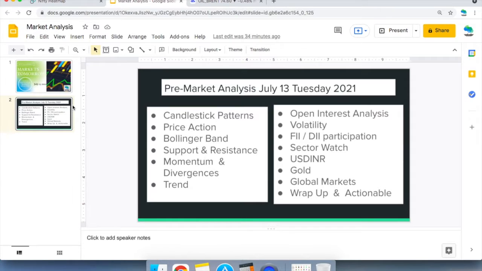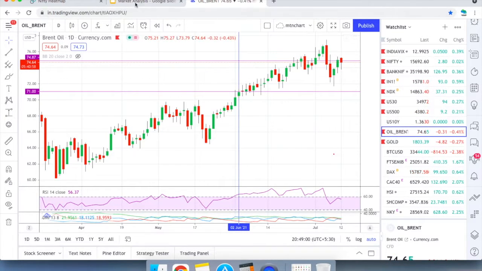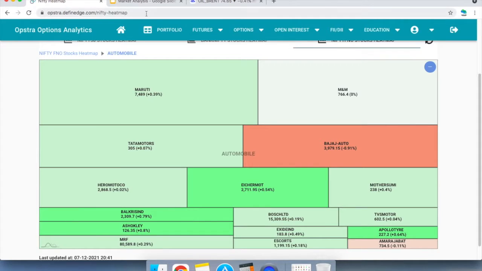Operators analysis also shows the same levels of 15,600, 15,800 and 35,000, that is 34,500. That has been there for the last 2 weeks. Volatility is very low and is spiking up. FIIs are selling, DIIs are kind of buying a little. Sectors are all sideways. IT has to be cautious. USD INR rising, gold rising, global markets in green. That's a summary.